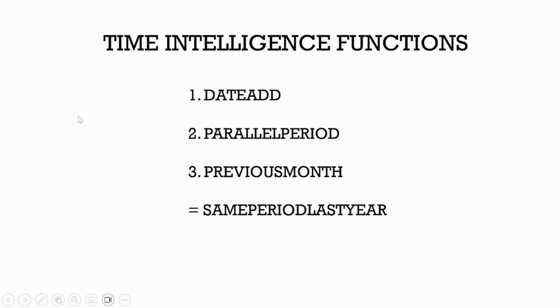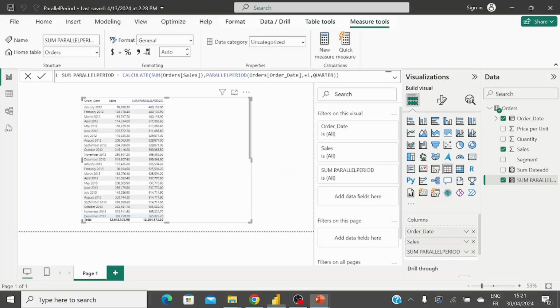Now let's see where this DAX function parallel period ranks among all the time intelligence functions that we have seen so far. I have put it down at number 2, above previous month and same period last year. You already know for these two, these DAX functions are not as flexible as date add and parallel period. And the reason I have put parallel period at number 2 and not 1 or tied with date add at number 1 is because, let me go back to Power BI to show you.